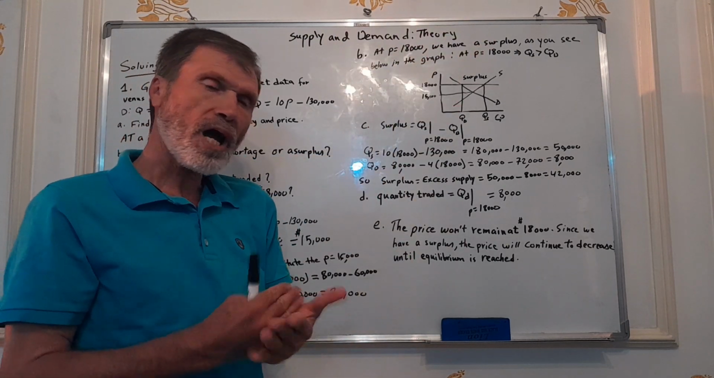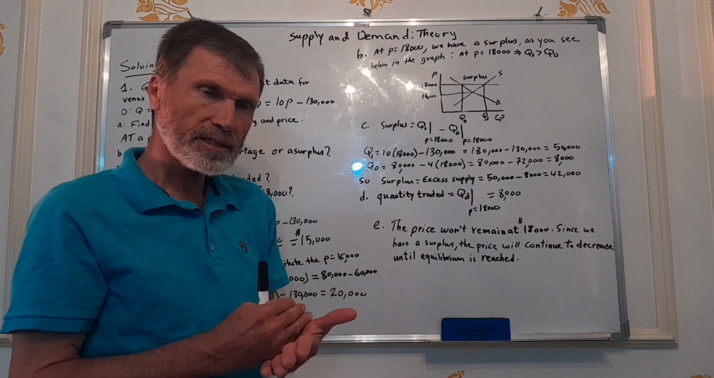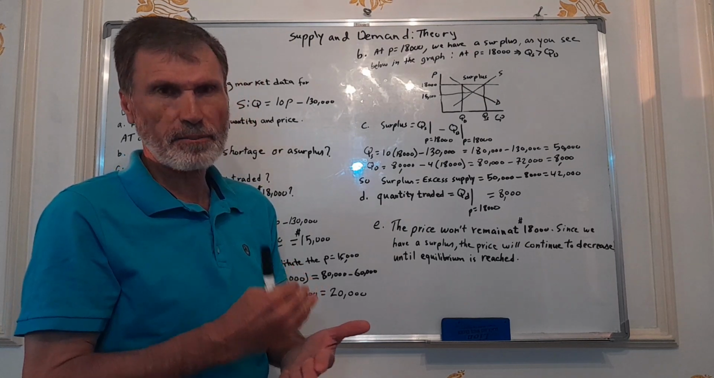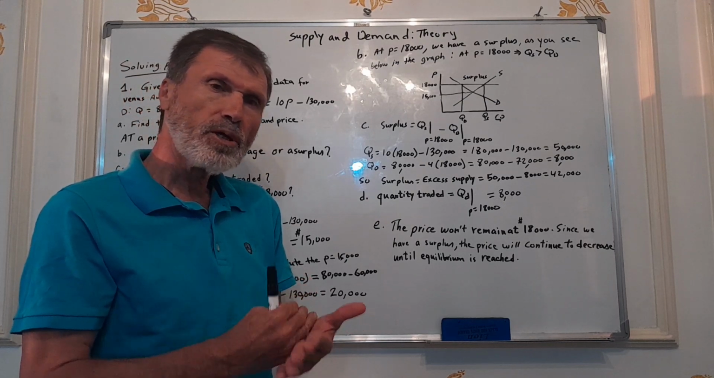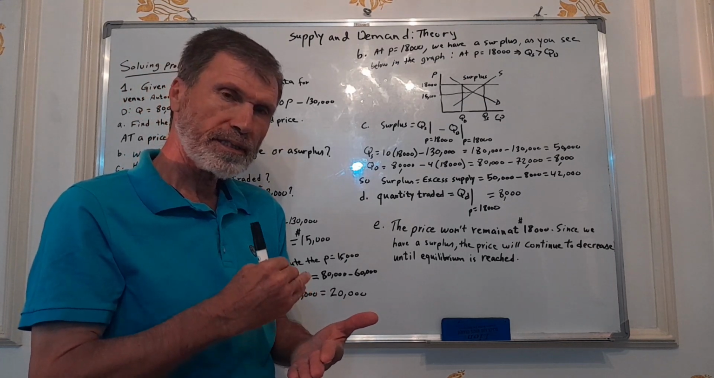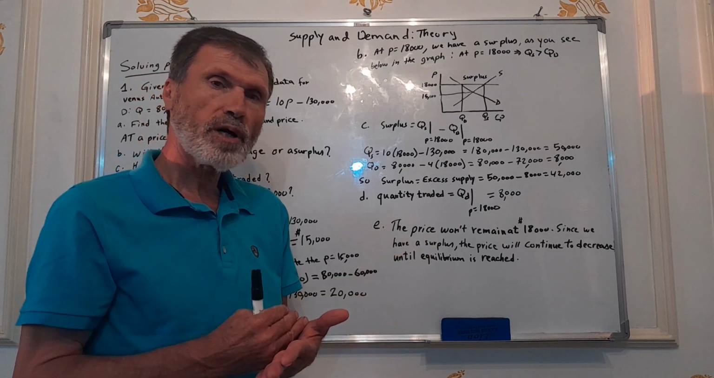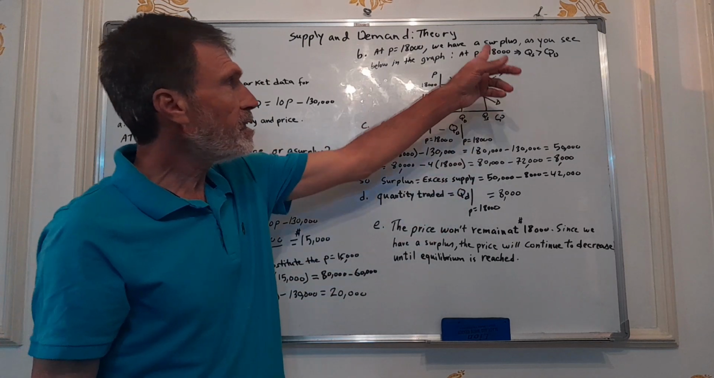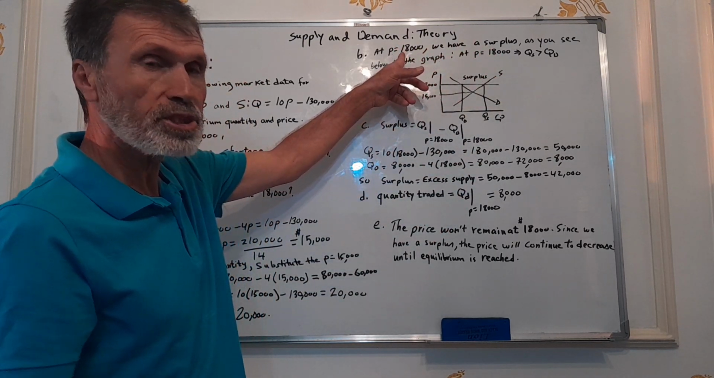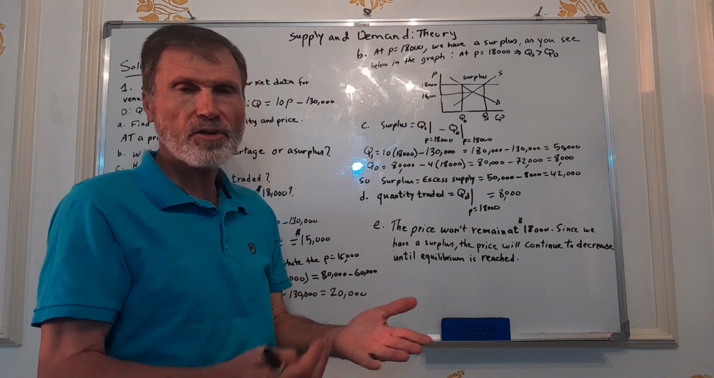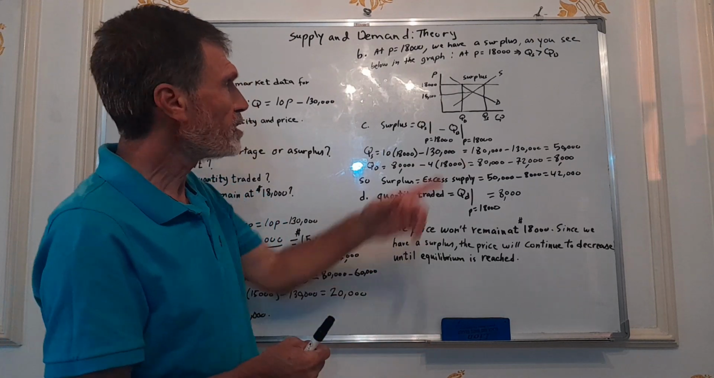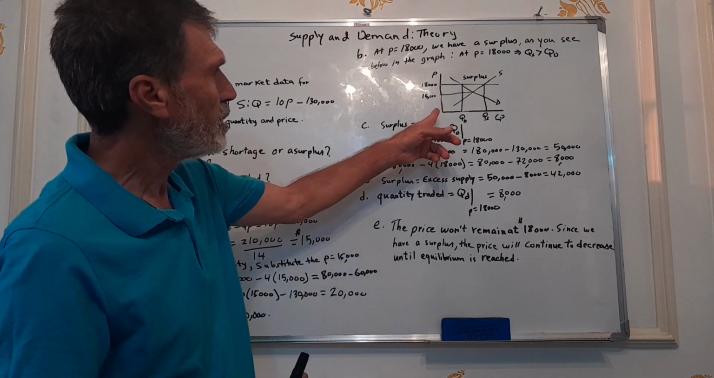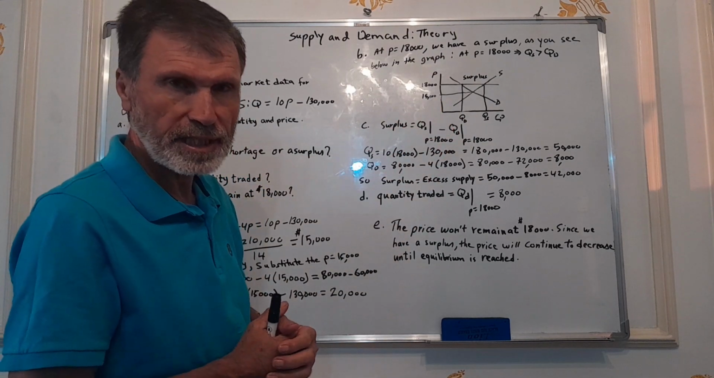At a price above the equilibrium price, we're going to have a surplus or excess supply. At a price below the equilibrium price, we're going to have excess demand or a shortage. Since the price of 18,000 is above the equilibrium price, we have a surplus. And the equation and the graph illustrate this.